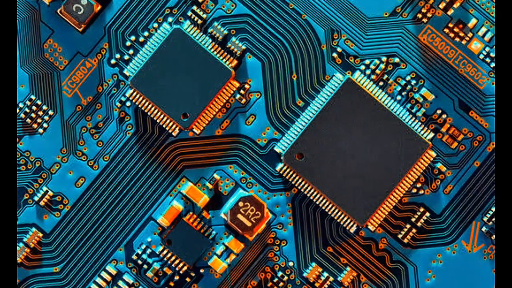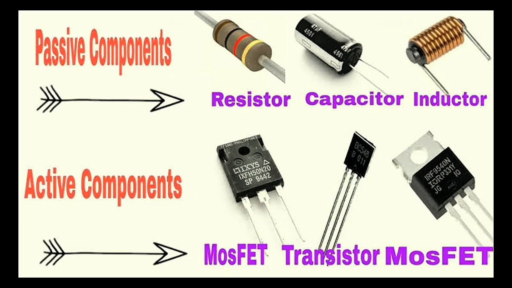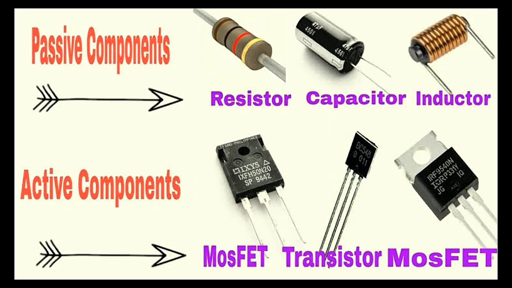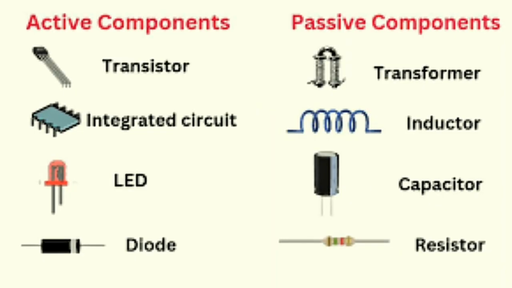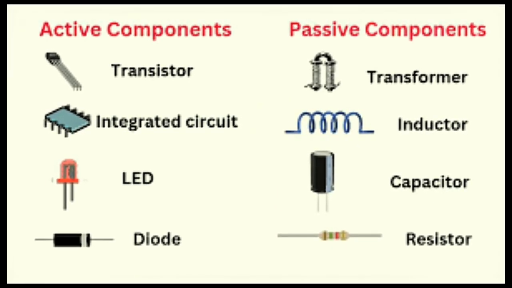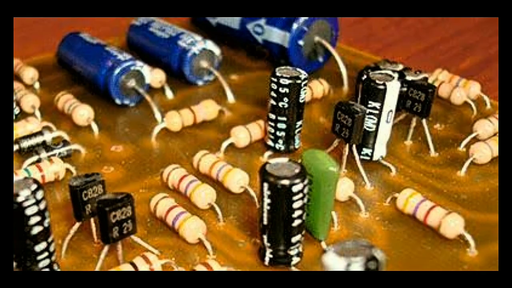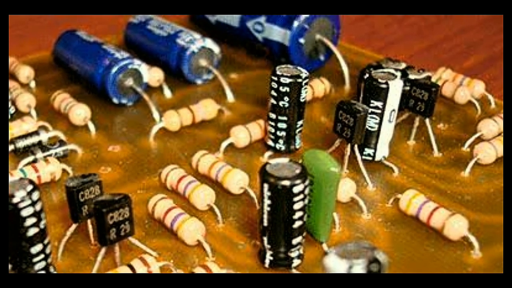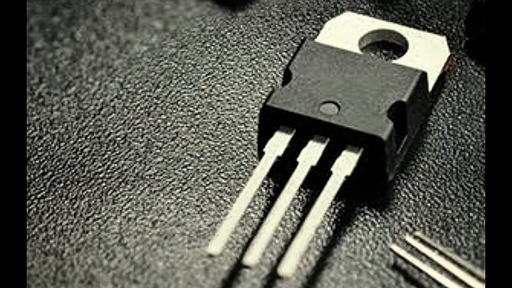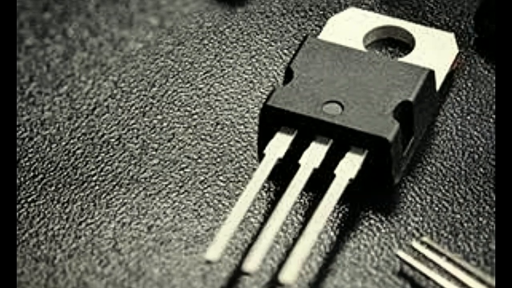So, what is the difference between passive and active components? Passive components do not require power to operate. They manage energy, while active components require power and can control electricity. Both are essential. A circuit is like a team. Passive components are the steady players keeping everything balanced, while active components make the big moves, switching, amplifying, and processing.